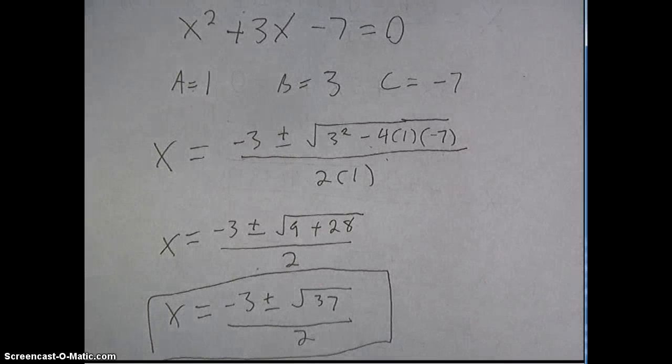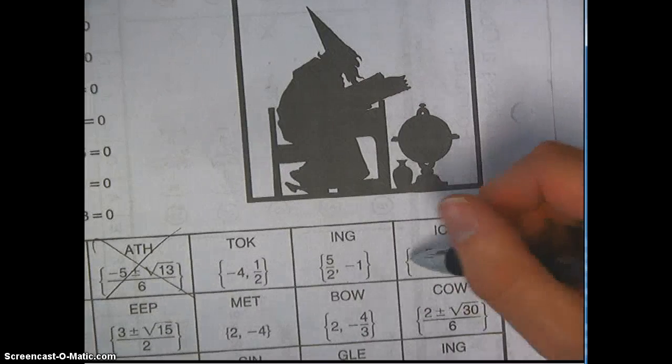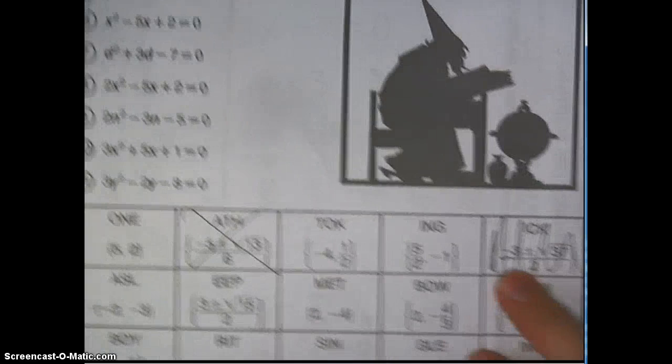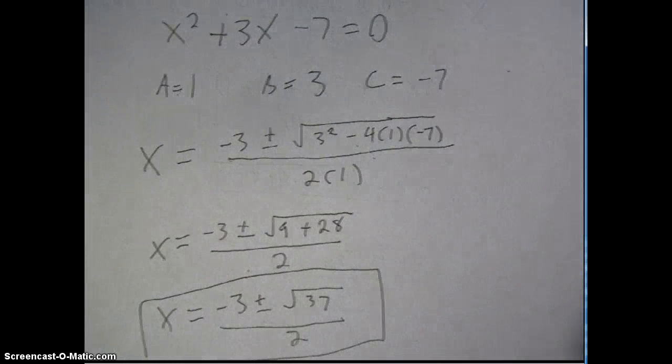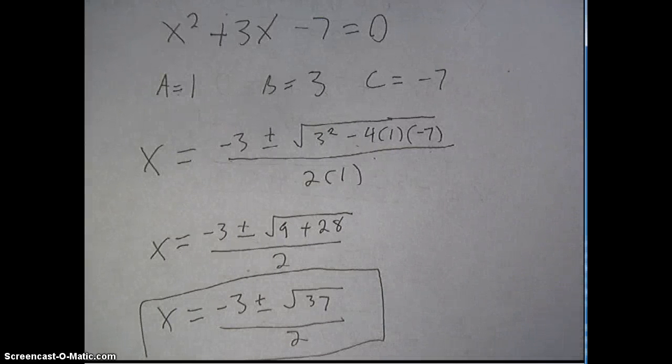So, on the sheet here, which one is that? That's this one. I guess you cross that one off. And that's how you're going to use the quadratic formula to solve quadratic equations. Solve for x, get the x by itself.